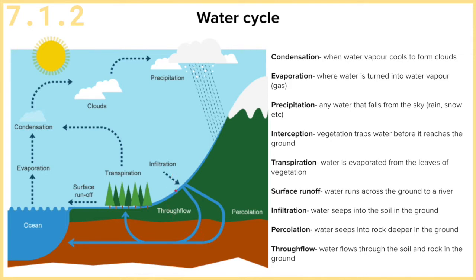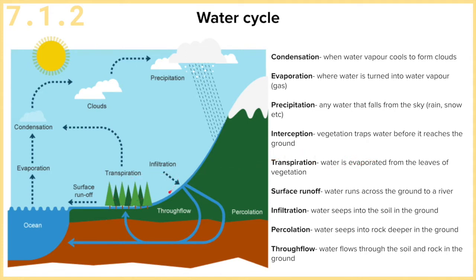Or if it was staying on the surface, it might get intercepted, which isn't represented on here. But interception is when the water is taken up by trees and plants, and it's stored inside the plants. And when that happens, the sun's heat can evaporate the water from the plants. But it's not called evaporation this time, it's called transpiration. It's sometimes also known as evapotranspiration, when water is evaporated from the leaves of vegetation.